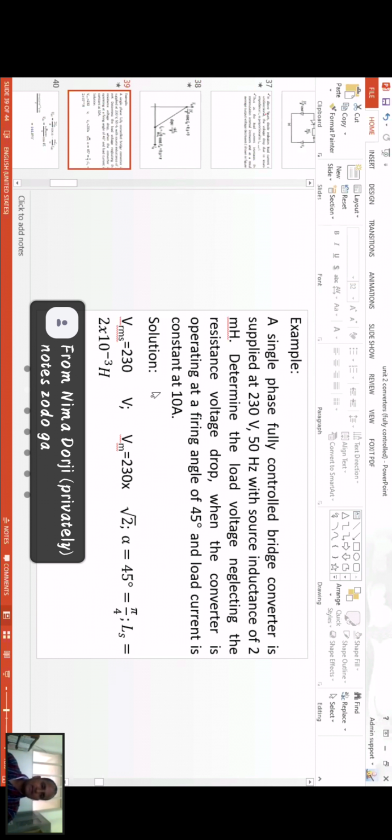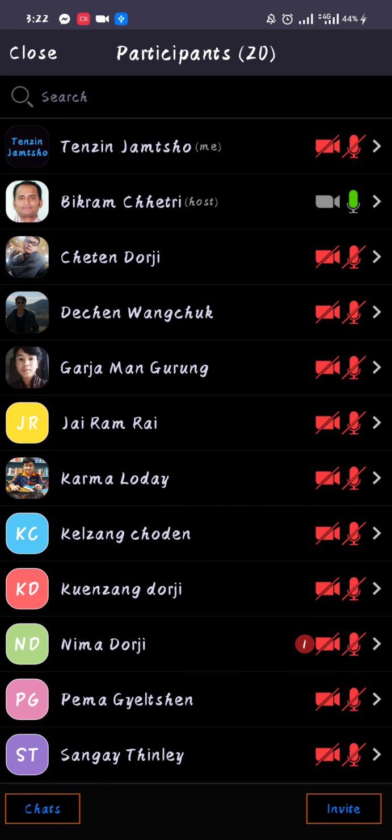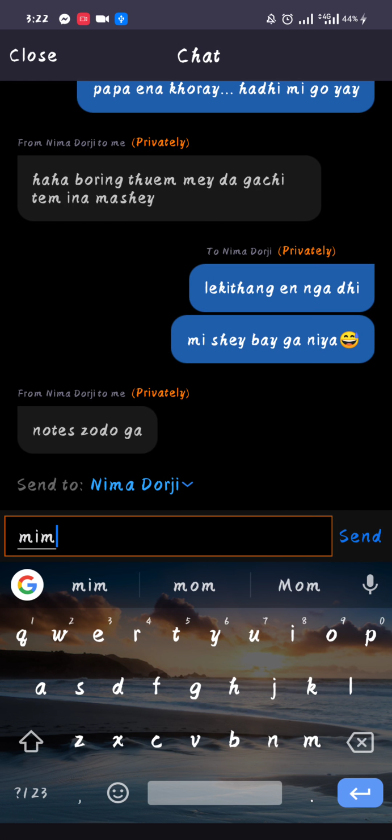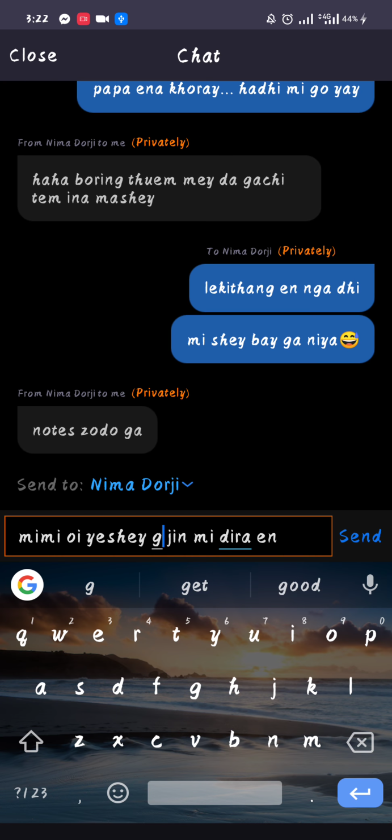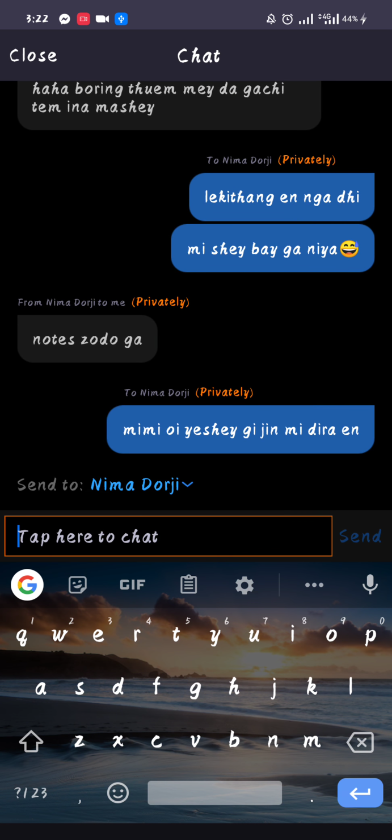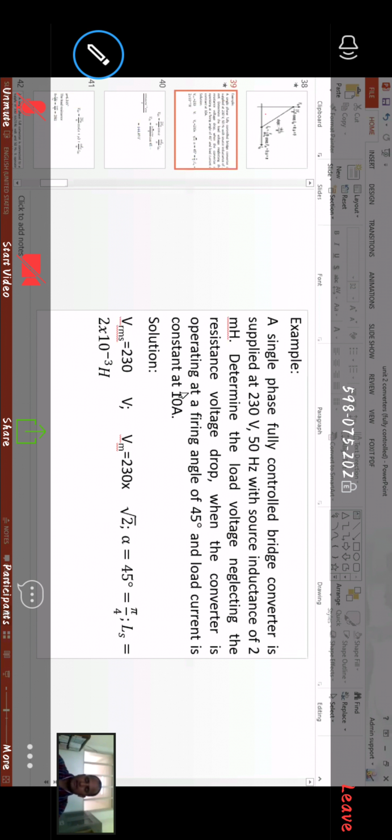With the help of this, you have to find out: a single phase full control bridge converter has supply voltage 230 volt and 50 hertz with a source inductance of 2 mH, and determine the load voltage neglecting the resistance voltage drop. The converter is operating at a firing angle alpha equal to 45 degrees and the load current is constant at 10 ampere. You have to determine the load voltage.